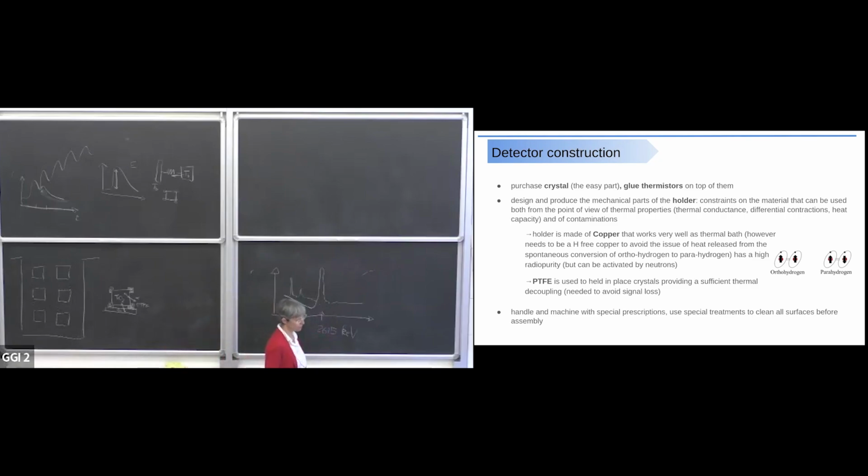The holder is made of copper. We had this special agreement with a germanium vendor, but we also need a special copper from the thermal point of view. And we need that this copper does not contain hydrogen. Otherwise, the spontaneous conversion of orthohydrogen to parahydrogen releases heat and implies that it takes a lot of time to cool down the cryostat.